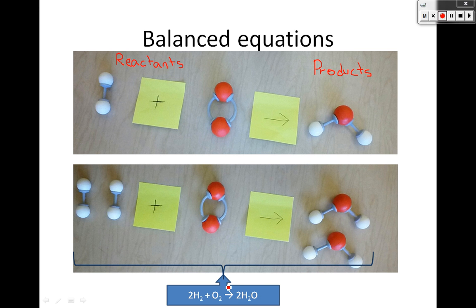And I also think that's important for you to know right now because we're going to be seeing balanced equations all year long. So now you'll know what these big numbers, called coefficients, mean.